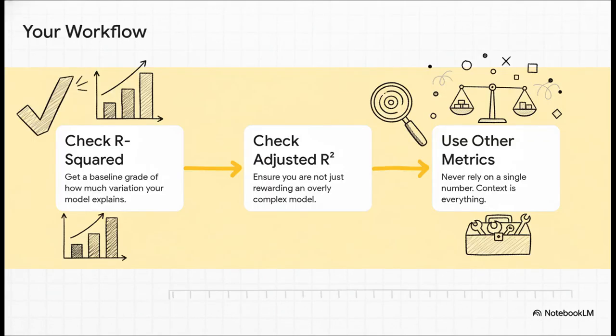Okay, so let's boil this all down to a simple process. First, start with R squared to get that basic grade: how much is my model explaining? Second, immediately check the adjusted R squared to make sure you aren't just rewarding useless complexity. And third, and this is the most important part, never, ever rely on just one number. Always use these scores as part of a bigger diagnostic toolkit.